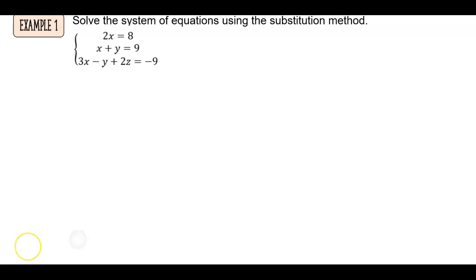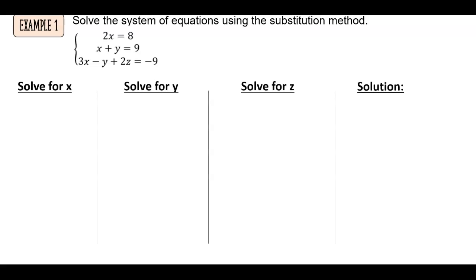Now here's what you're going to do first, okay? I want you to write these columns, okay? Our first thing is get x, second thing is get y, third get z, and then write our solution. So write those columns. Write these 4 columns. Then, let's solve for x.